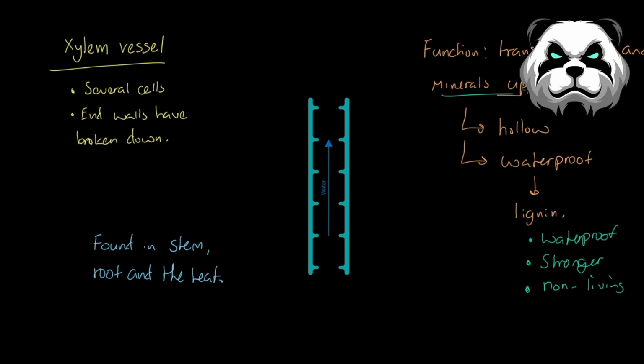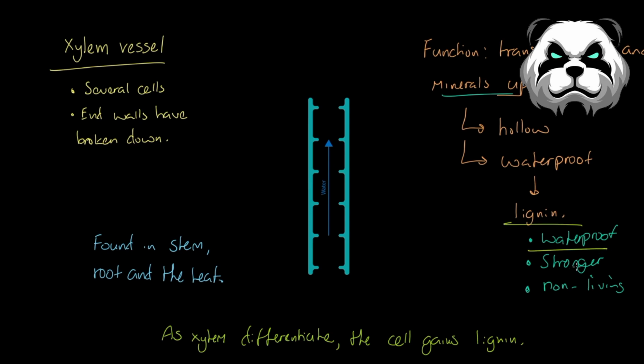Okay, one final point that I think is really nice to drive home here. It's a nice summary really, and if you can get it into your answers in your exams, that is a great thing. It is as follows. As xylem differentiate, as they undergo the process of specialization through differentiation, the cell gains lignin. And it's this lignin that has this waterproofing, strengthening effect, and ultimately is what causes the cell to no longer be living once it has matured into its differentiated form.